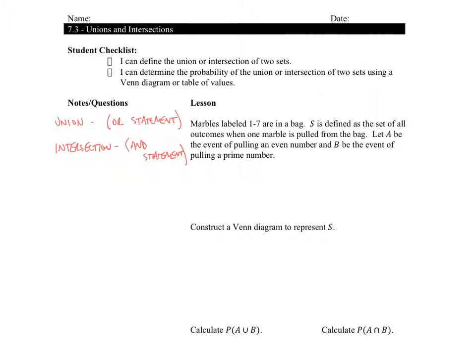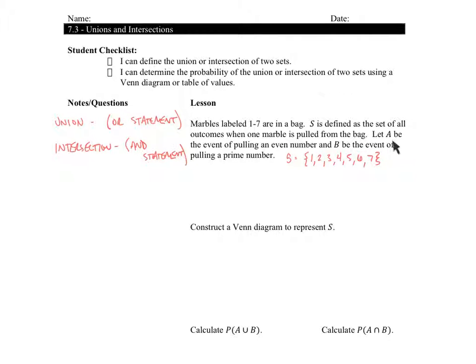So we've got marbles, and they're labeled 1 through 7 in a bag. So that means we have 7 marbles in a bag. The set S is defined as the set of all outcomes when one marble is pulled from the bag. So what could happen if we pull one marble from the bag? Let's define set S. We could get a 1, or we could get a 2, or we could get a 3, or we could get a 4, 5, 6, or 7. So set S looks like this.